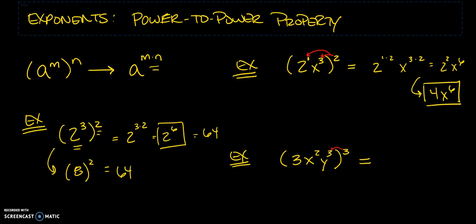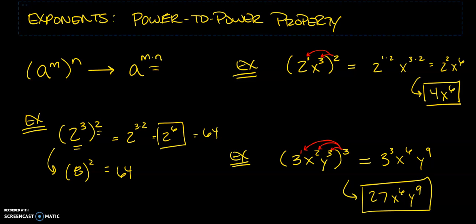We've got 3. We're going to multiply 3 times 3. Then we're going to multiply 3 times 2. And we're going to go ahead and show that 1 there just to help us out. And that's going to be 3 times 1. So if we were to rewrite this, it would be 3 to the 3rd power times x to the 6th power times y to the 9th power. And I can simplify that. 3 cubed is 27. 27x to the 6th, y to the 9th.